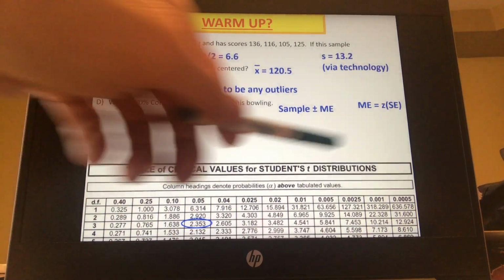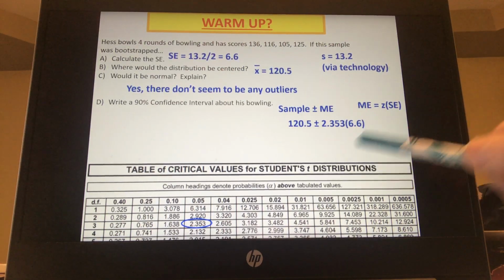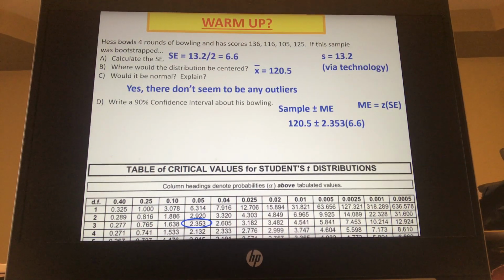That acts as my Z star, which we'll actually call T on here. If I multiply that by my standard error, that'll give me the margin of error. We're already into the sample mean of around 120. So I can calculate my confidence interval from that.